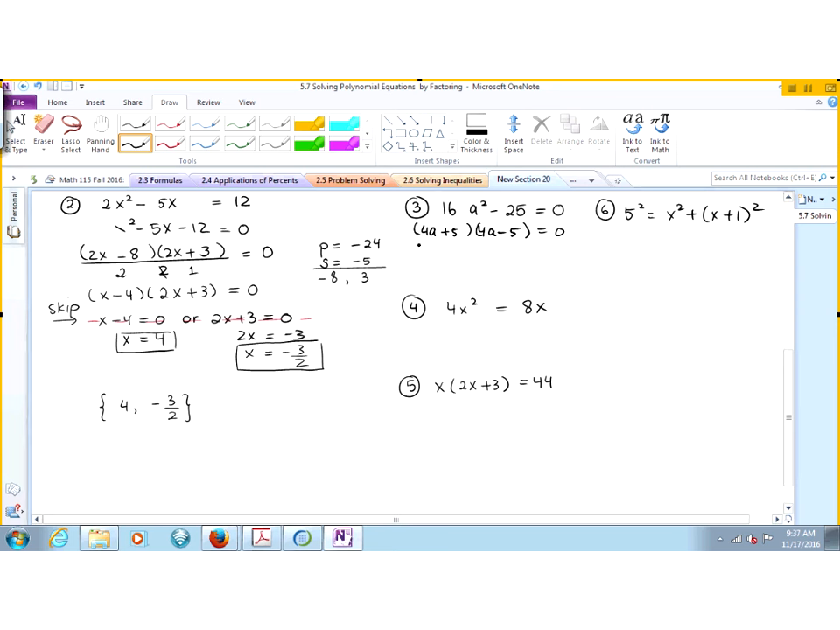Good. So this is the step that I usually skip. 4a plus 5 is equal to 0, or 4a minus 5 is equal to 0. What do I write if I don't write this? 4a is equal to negative 5 or 4a is equal to 5. So a is negative 5 over 4 or a is equal to 5 over 4.